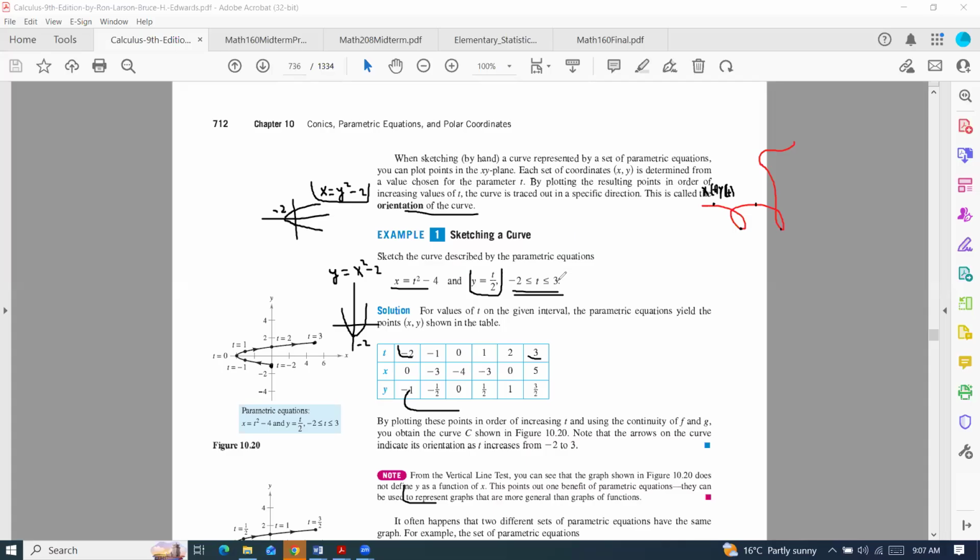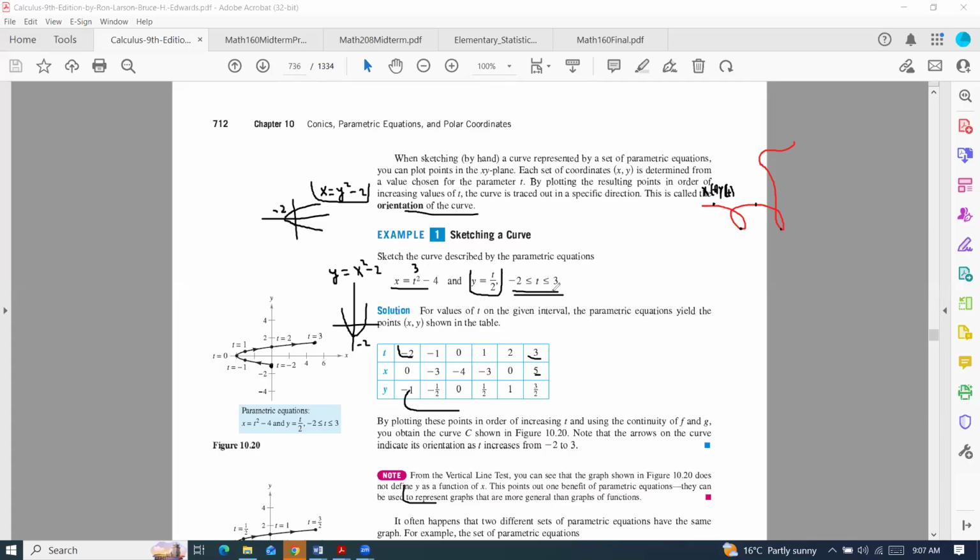And when they start to calculate x and y coordinates based on this value of the parameter, let's say when t is 3, then I can use both of these equations to find the coordinates. So x would be 3 squared, 9, minus 4, which is 5.